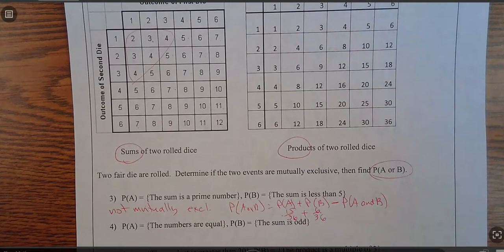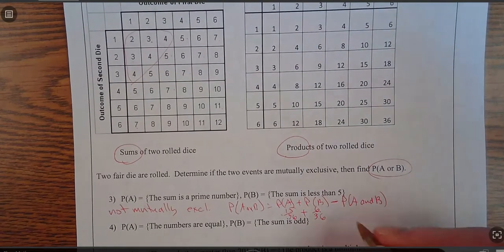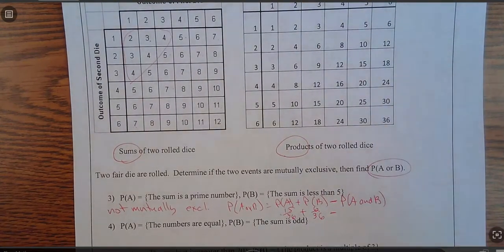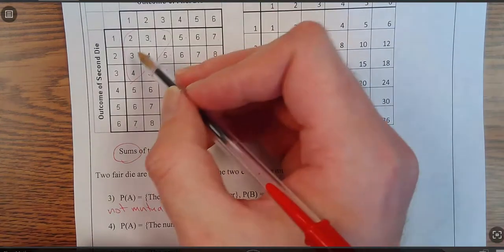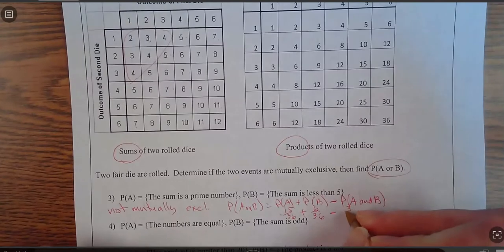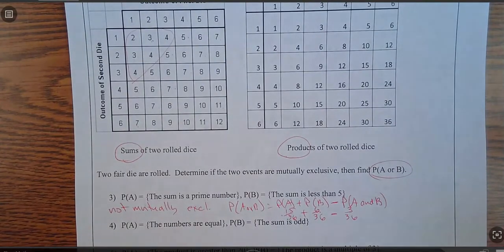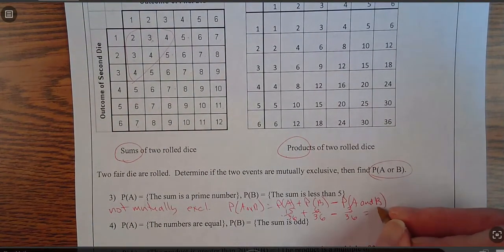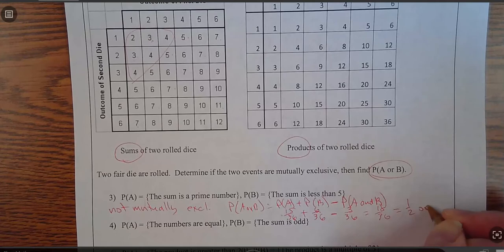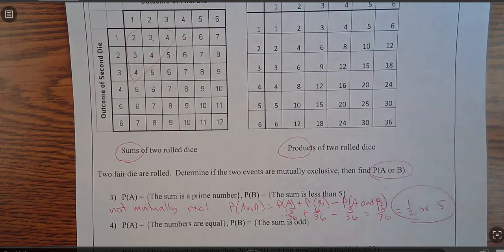That's going to make it look like it's more likely to happen. So I need to subtract all of them that happened twice, and I need to subtract them one time. So both of them would be 1, 2, 3. Okay, so 3 of those. So that means I have 15 plus 6 minus 3 is 18 out of 36, which means it's a 1/2 or 0.5 probability.